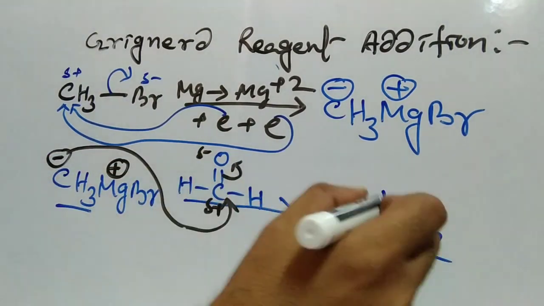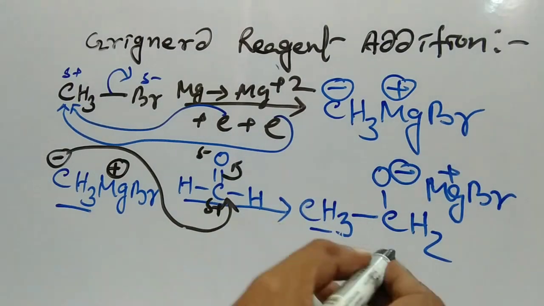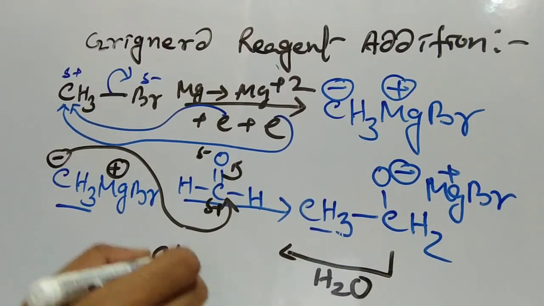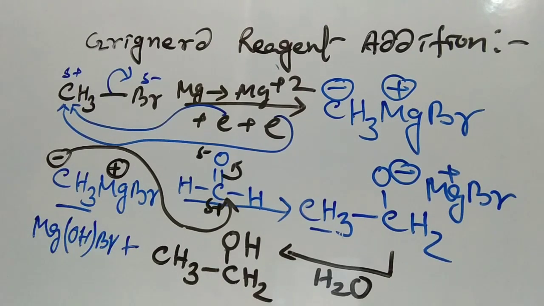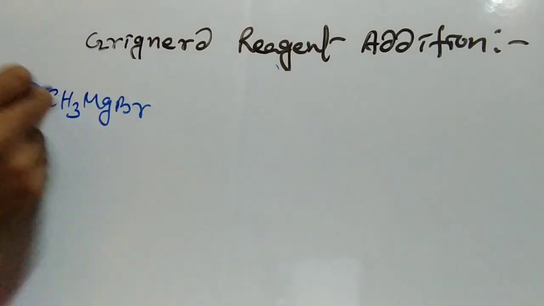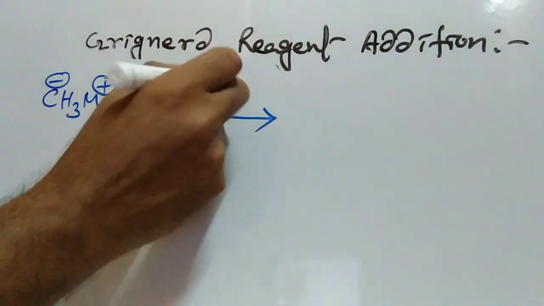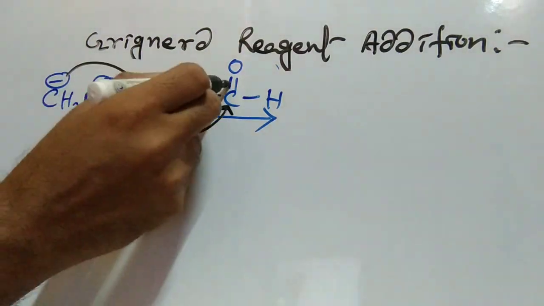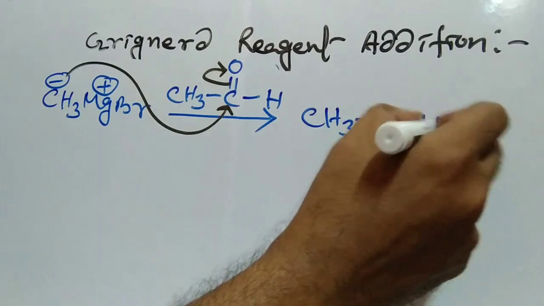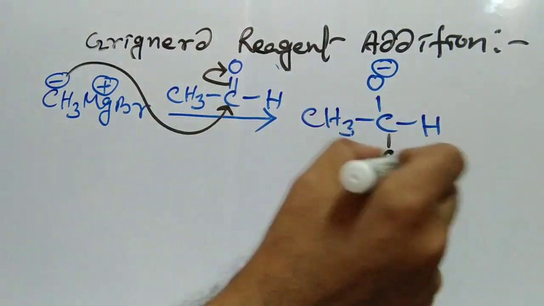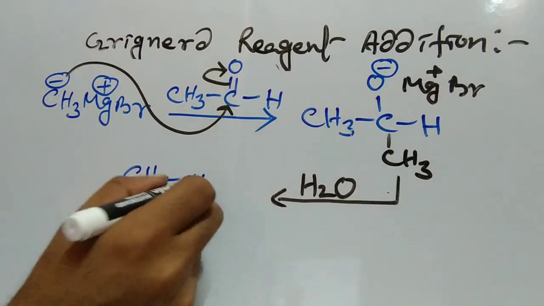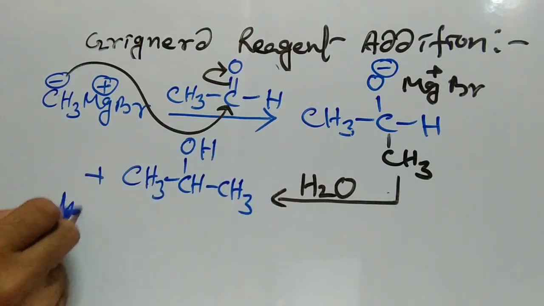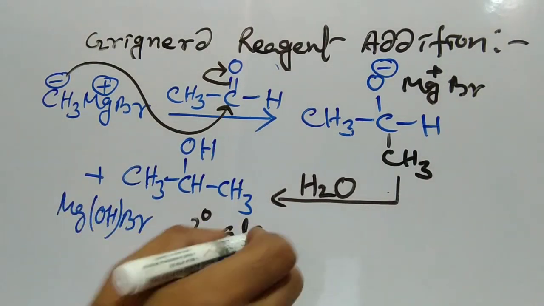Since R carries a negative charge, it is a nucleophile, so it must react with an electrophilic center. It must react with the aldehyde or ketone, where an electrophilic carbonyl carbon is present. So when a Grignard reagent reacts with formaldehyde, it produces a 1 degree alcohol. When it reacts with acetaldehyde, it forms a 2 degree alcohol. When it reacts with acetone, it gives a 3 degree alcohol.